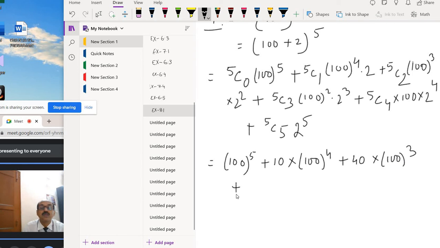Plus 5C3, factorial 5 by factorial 3 into factorial 2. So 10 only. 10 into 2 cube, which is 8, that is 80. So 80 into 100 square.